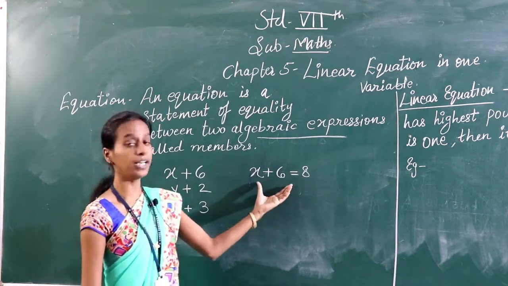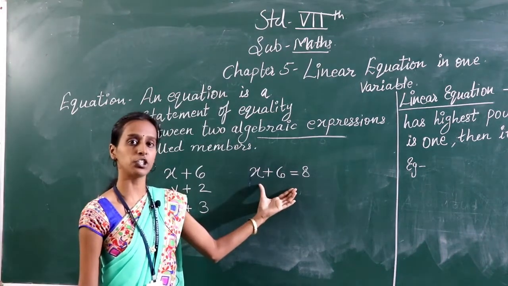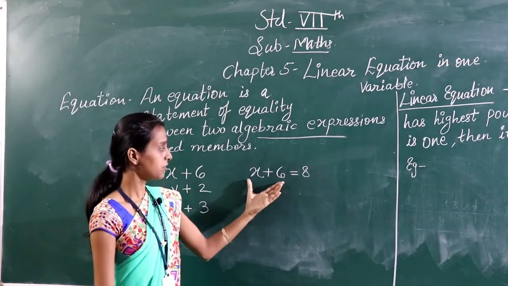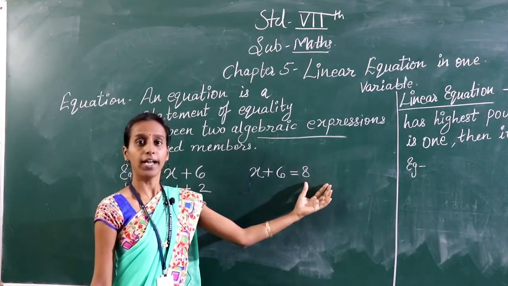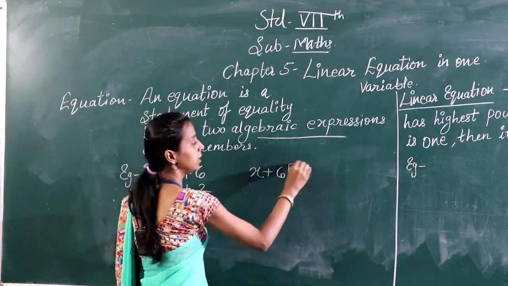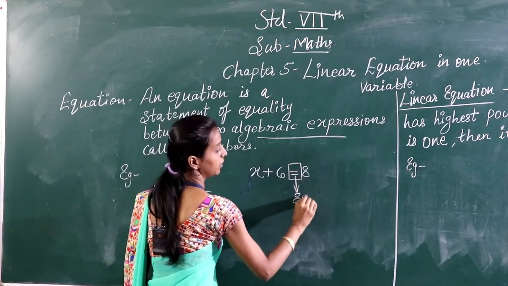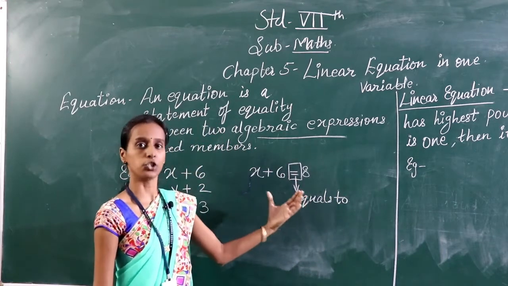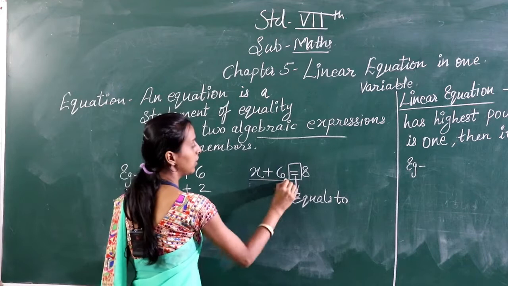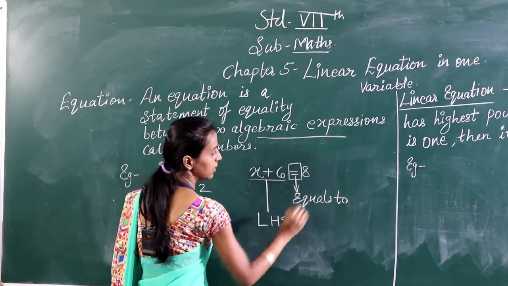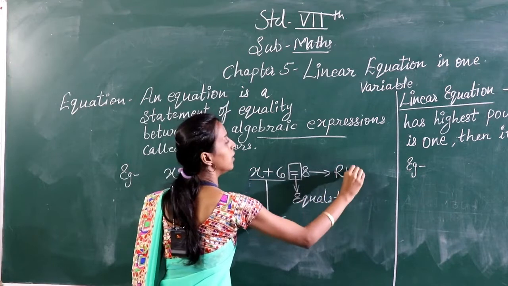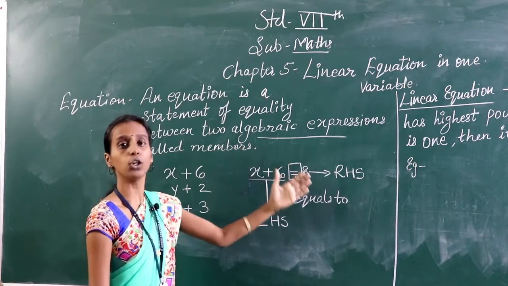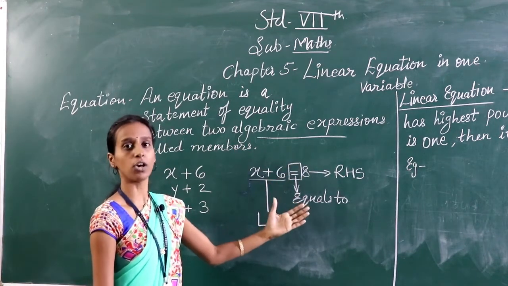This is called an equation. Why do we call this an equation? Because the equation has two sides, LHS and RHS, and in between them we have the equals to sign. Because of this equals to sign, it is called an equation. So the equation has two sides. This is LHS and this 8 is called RHS. An equation will always have an equals to sign, that's why it is called an equation.